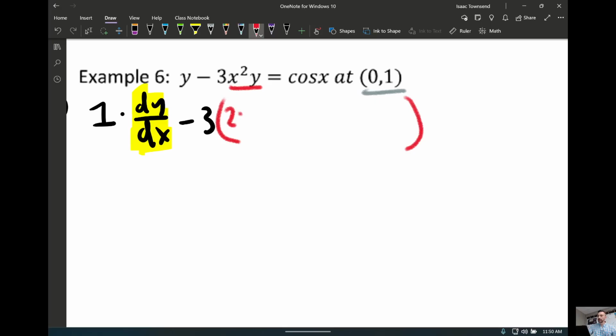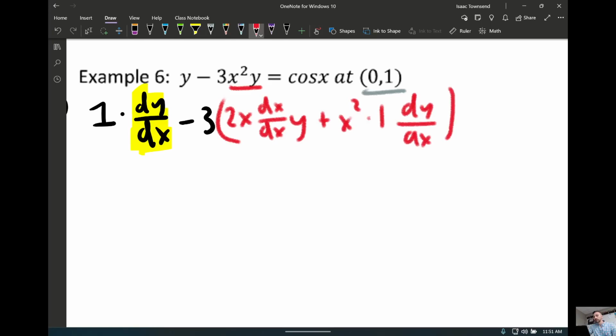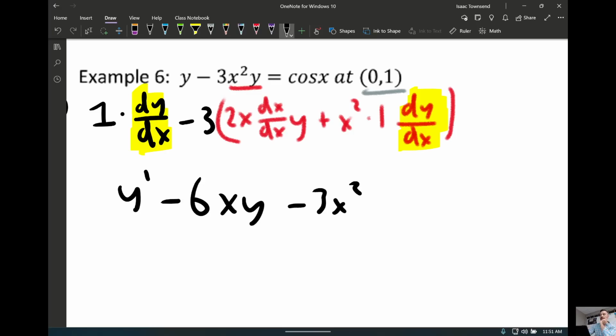So x squared times y. So the derivative of x squared with y left alone plus x squared left alone times the derivative of y. Once again, I took the derivative of y, so I need another y prime, or another dy dx, same thing. So it looks like I have a y prime minus, if we distribute this, minus 6xy, and if I distribute this, minus 3x squared y prime.